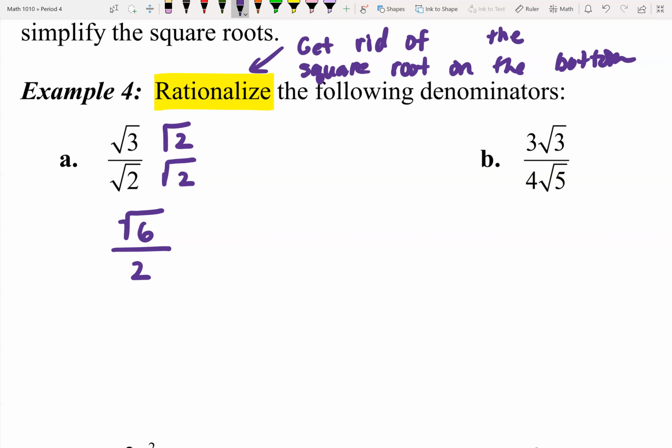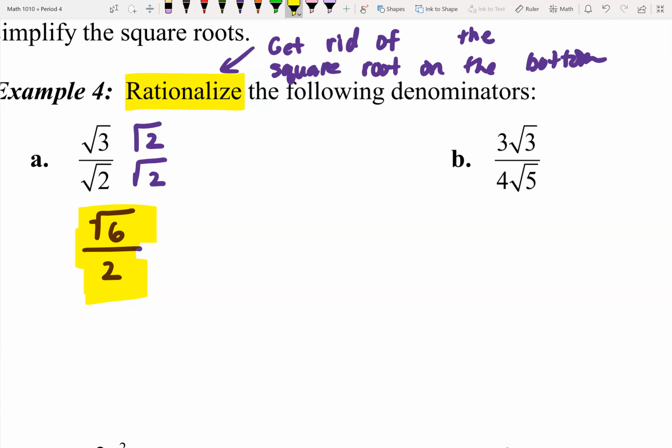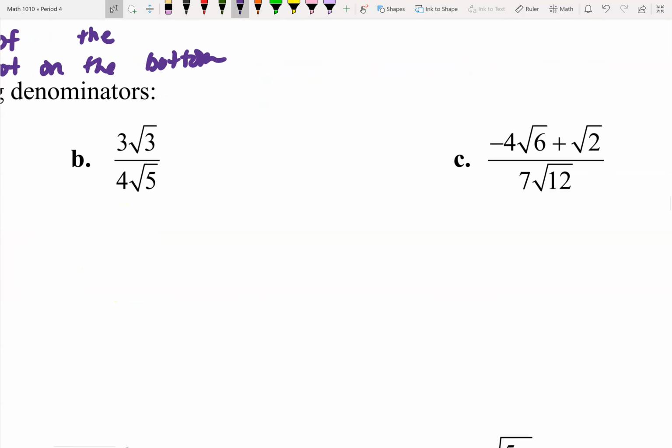The answer is no, you cannot. The reason you can't, easy answer, one's in and one's out. If they're not the same, you can't reduce them. So one's in, one's out, there's nothing you can do. That's your answer. Okay, question B.